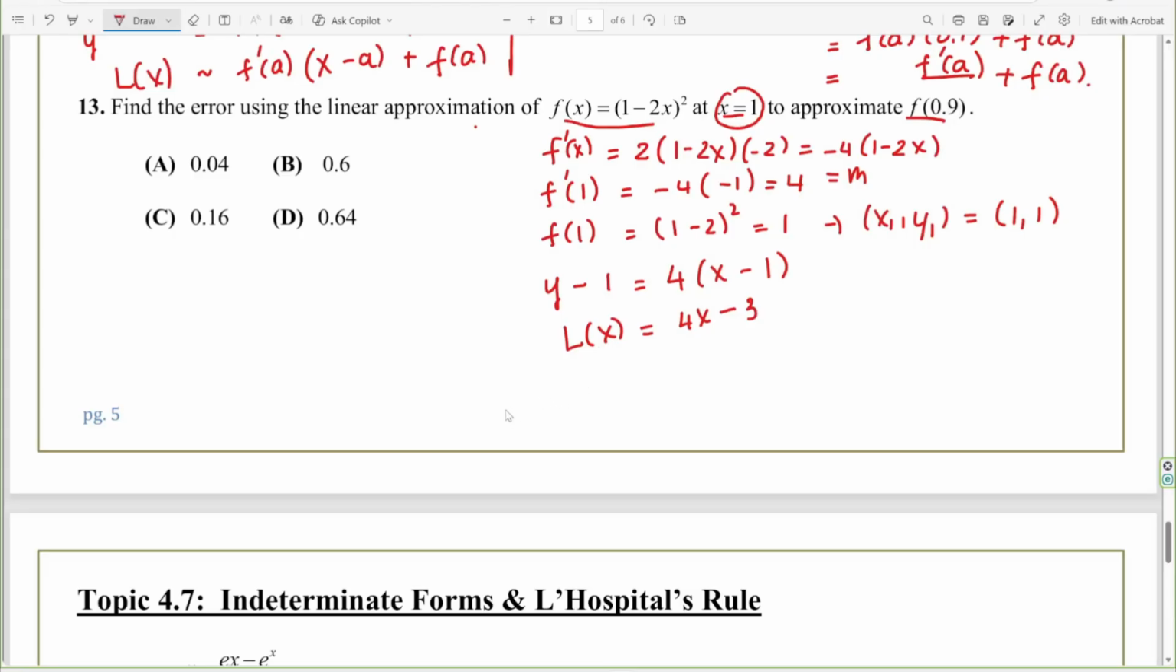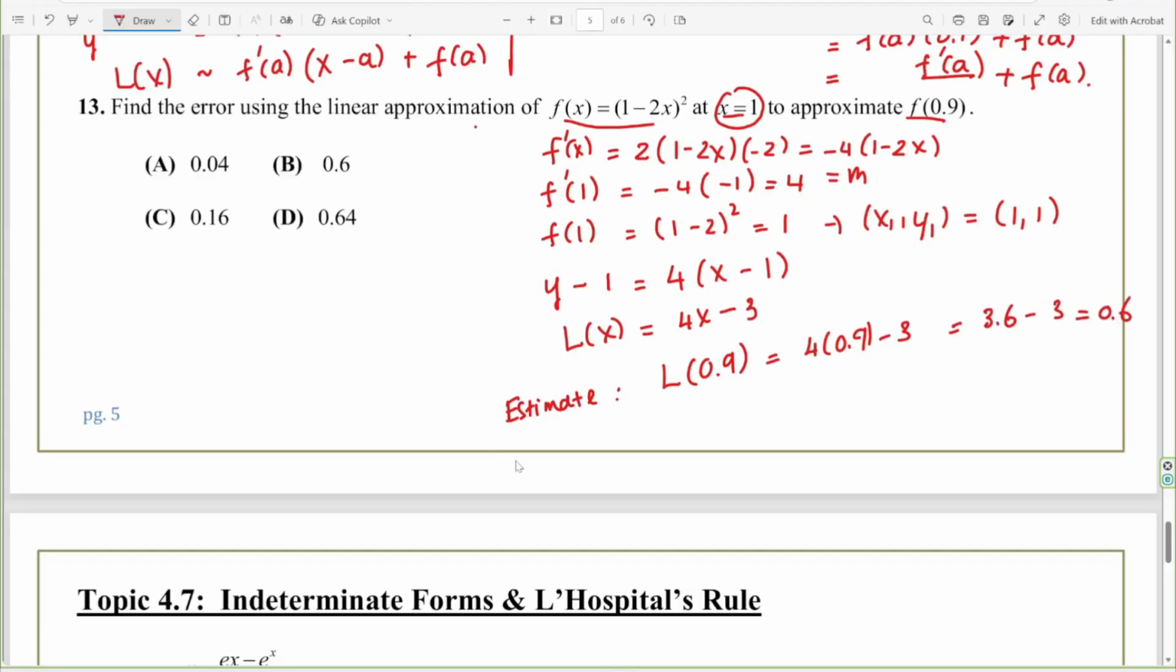So the estimate is L of 0.9. It's going to be 4 times 0.9 minus 3, right? So it's going to be 3.6 minus 3. It's going to be 0.6.